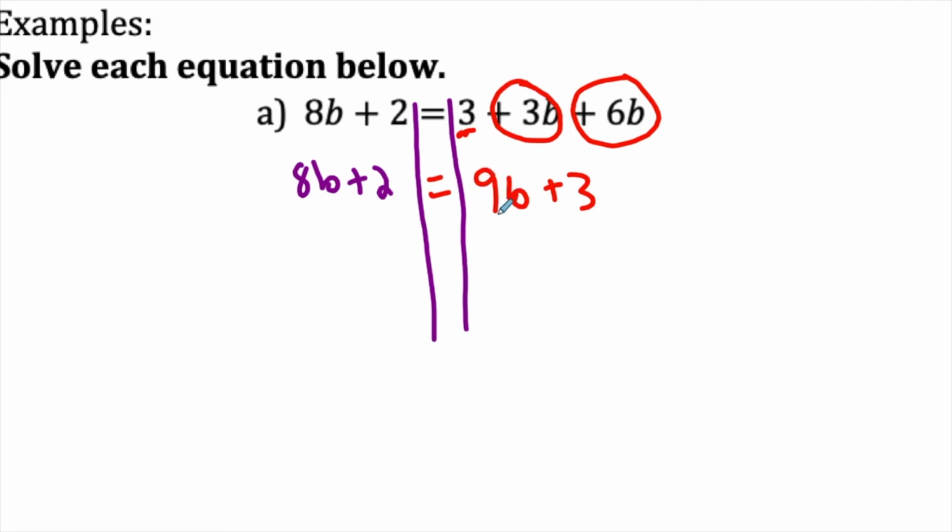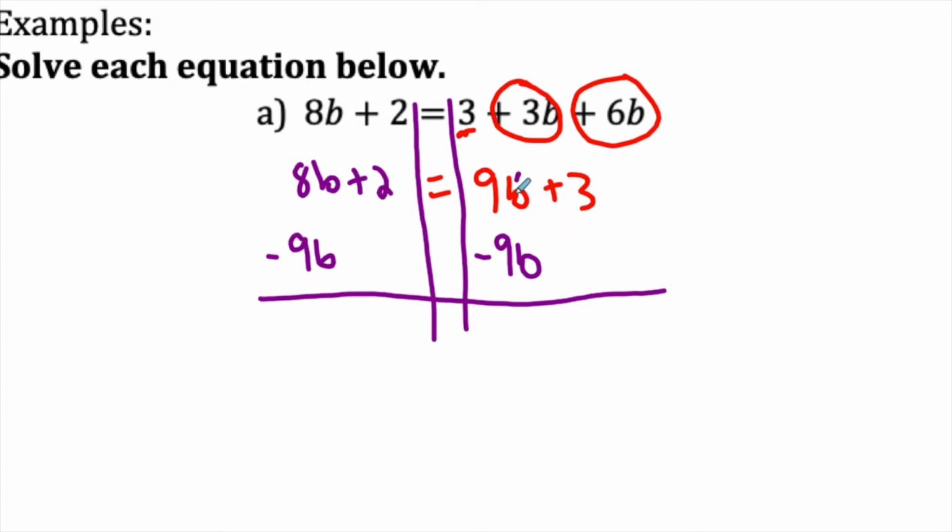So this is a 9b. I want it over here with the 8b, so I need to subtract that. So I'm going to subtract 9b from both sides. Now make sure you line it up. This is why we did the column stuff. We're going to line that up with the like terms. So I'm going to line up the b's.